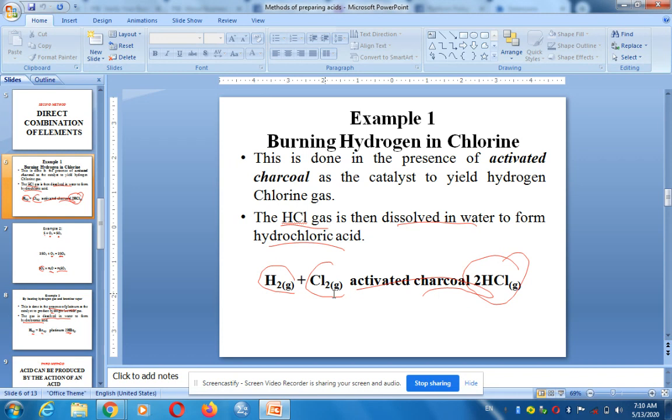So I take my hydrogen gas and chlorine gas, and react them together, but they will not react under normal conditions. So they will do that in the presence of a catalyst, either activated charcoal, or in the presence of an electric spark. So when I react H2 hydrogen gas and chlorine gas together, it will give me hydrogen chloride gas. Hydrogen chloride gas is a gas that will dissolve in water. So I dissolve it in water to get what I'm looking for, which is hydrochloric acid. Is that clear now? So it is a direct combination of elements.